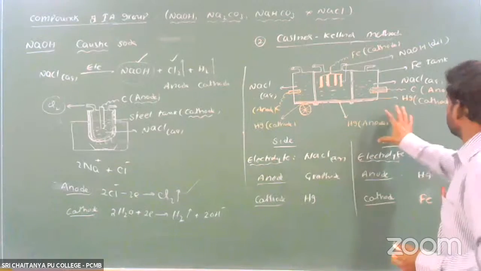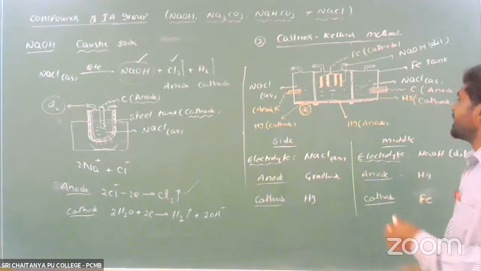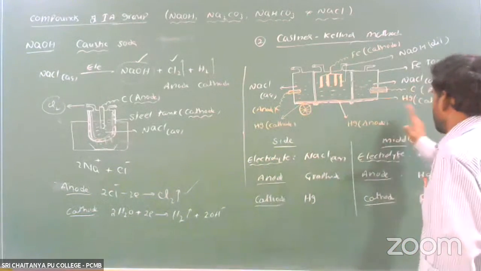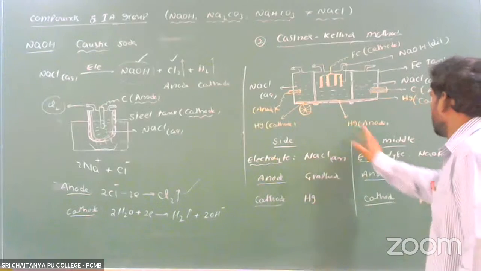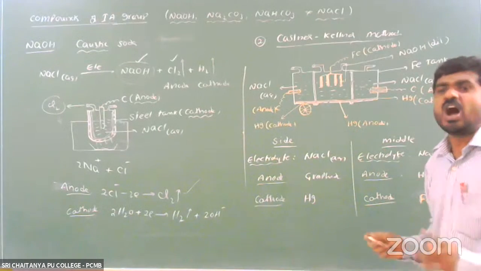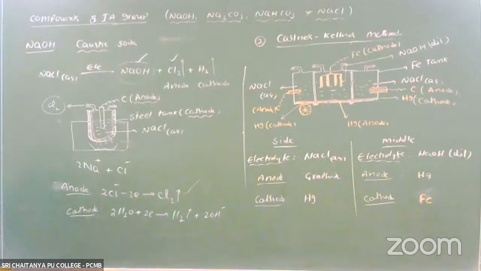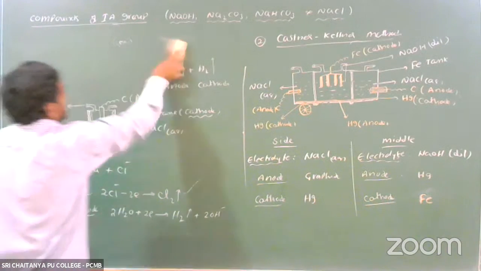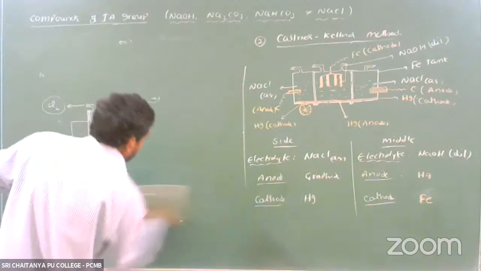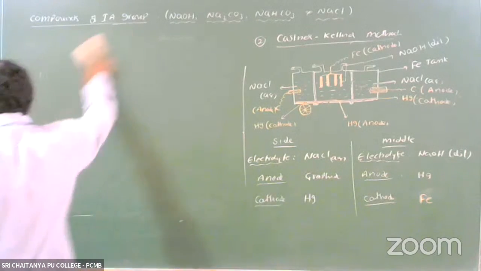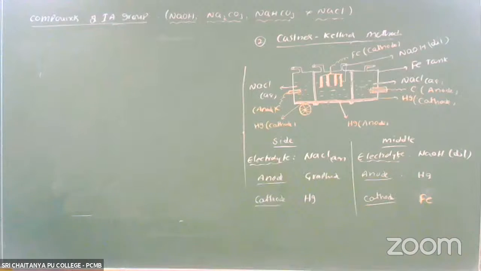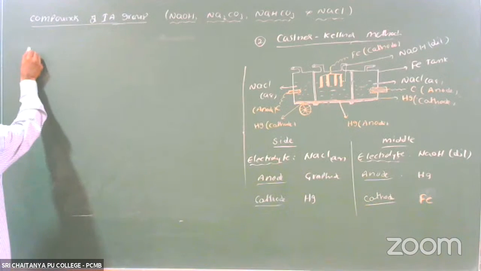In this process, mercury acts as intermediate electrode. In the side compartment, it acts as cathode. In the middle compartment, it acts as anode. So electrolyte, anode, cathode are important. The next one, the reactions that take place in the side compartment.